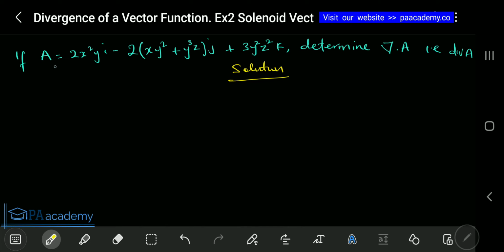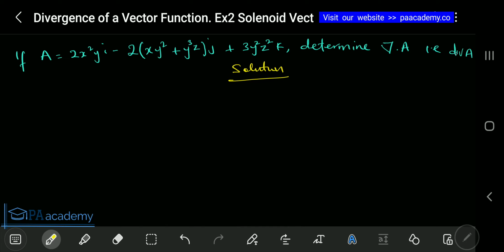It says if A is equals to 2x squared y, the coordinate is i, minus 2 into bracket xy squared plus y cubed z, the coordinate is j, plus 3y squared z squared, and then the coordinate is k. So we are asked to determine div A.